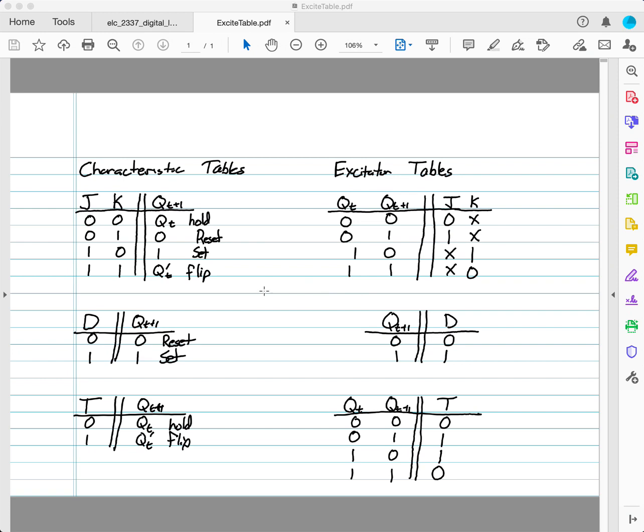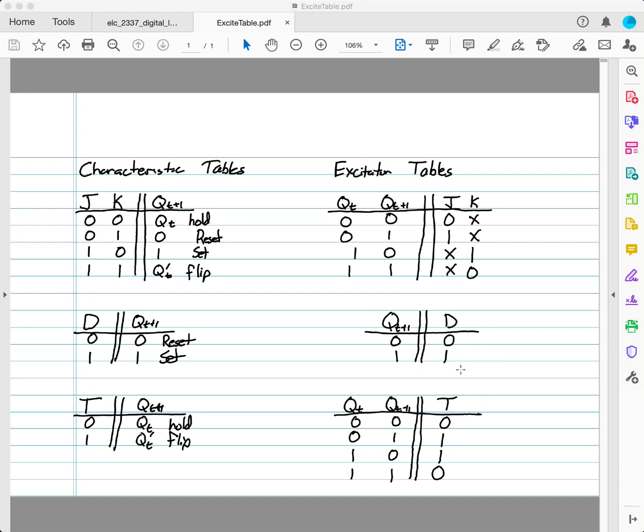Now, the easiest of the excitation tables to get, so that gives you JK, the easiest one is to do a D flip-flop. That's because the D flip-flop only can do set or reset. So there's only one option, and it doesn't matter what the previous state is. Basically, you just say, what do you want? Put that value on the input. So it's a really easy table.